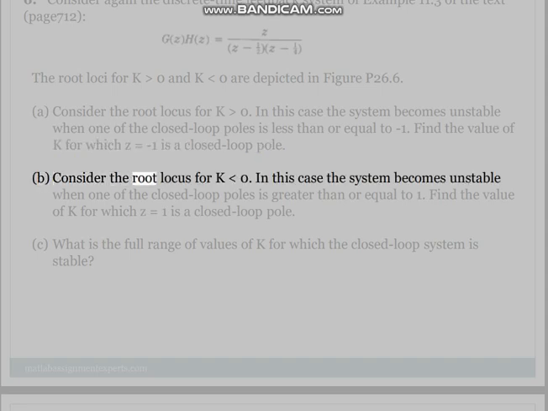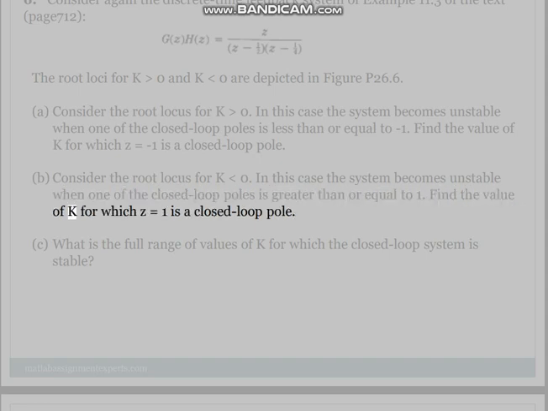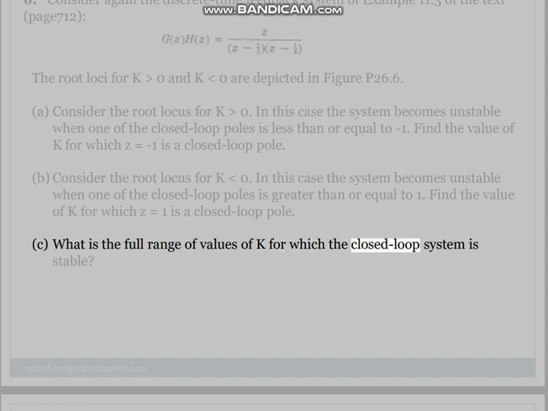B. Consider the root locus for K less than 0. In this case, the system becomes unstable when one of the closed-loop poles is greater than or equal to 1. Find the value of K for which z equals 1 is a closed-loop pole. C. What is the full range of values of K for which the closed-loop system is stable?